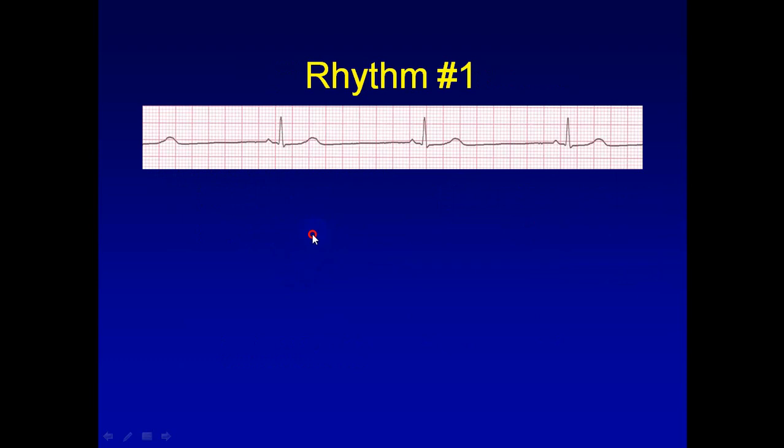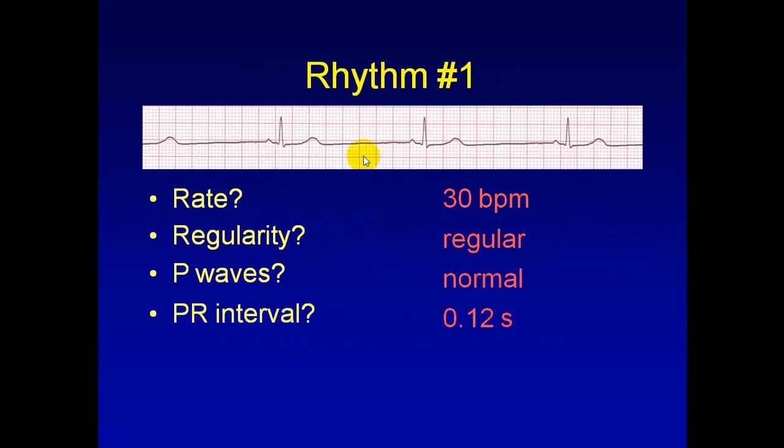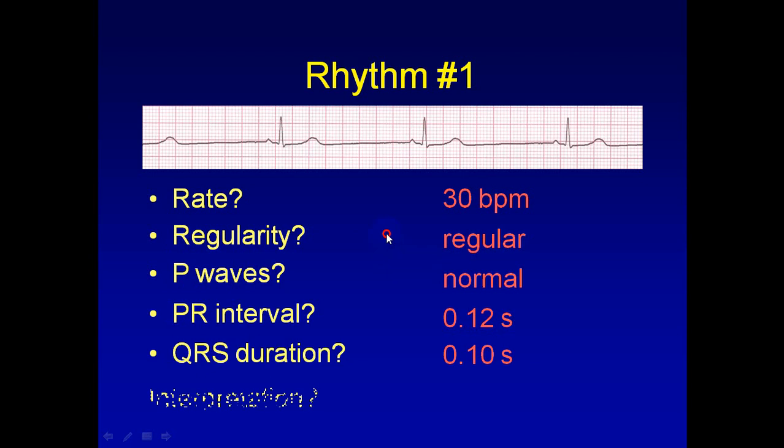Look at this ECG. If we calculate the rate, it is nearly 1, 2, 3, 4, 5 times 8, about 30 beats per minute. Regularity: it's regular, with equal distances there. Every P wave is followed by a QRS complex. Is the P wave normal? Yes, they look alike and are normal. The PR interval is normal, 3 to about 4 small squares, while the QRS complex has a normal duration.